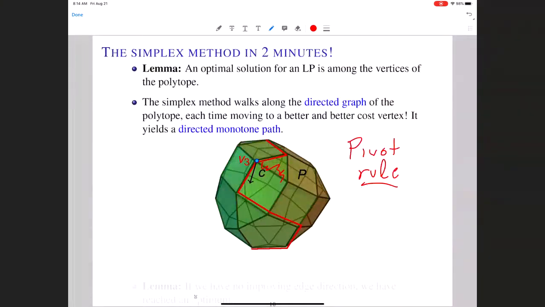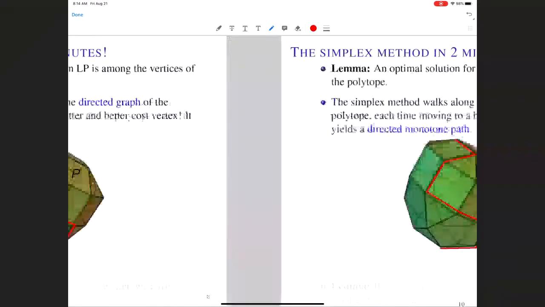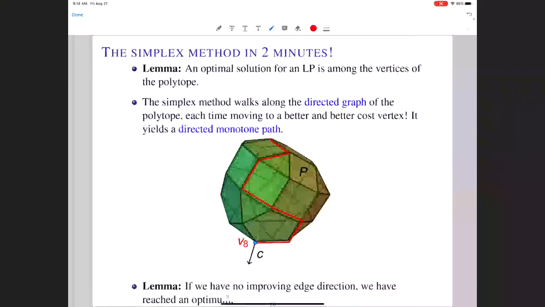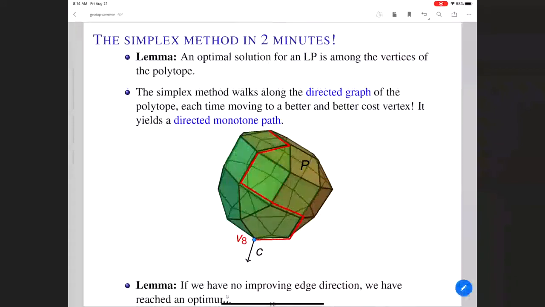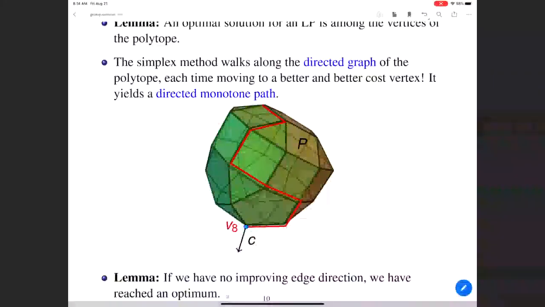Okay? So anyway, you keep improving. You move along the directed graph until you cannot improve anymore. Once you have no improvement, that means you have reached an optimum and you are done. So that's the simplex method for you.